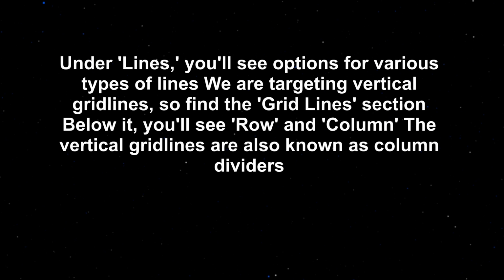Select this icon. Under Lines, you'll see options for various types of lines. We are targeting vertical grid lines, so find the Grid Lines section below it. You'll see row and column. The vertical grid lines are also known as column dividers.